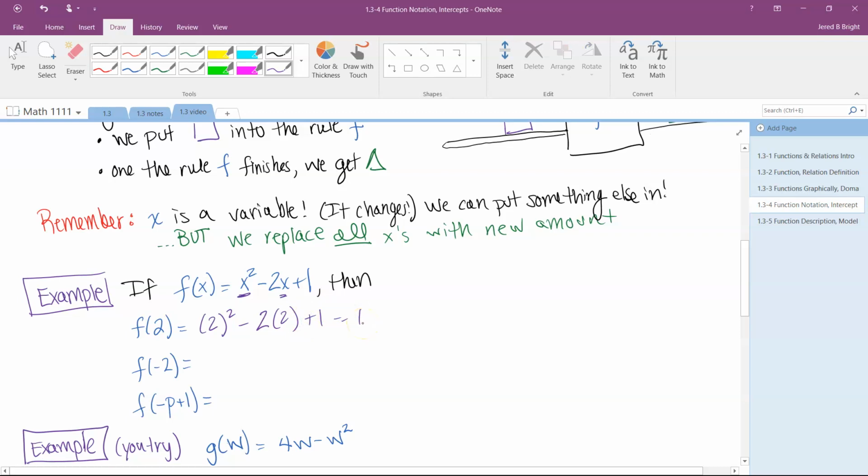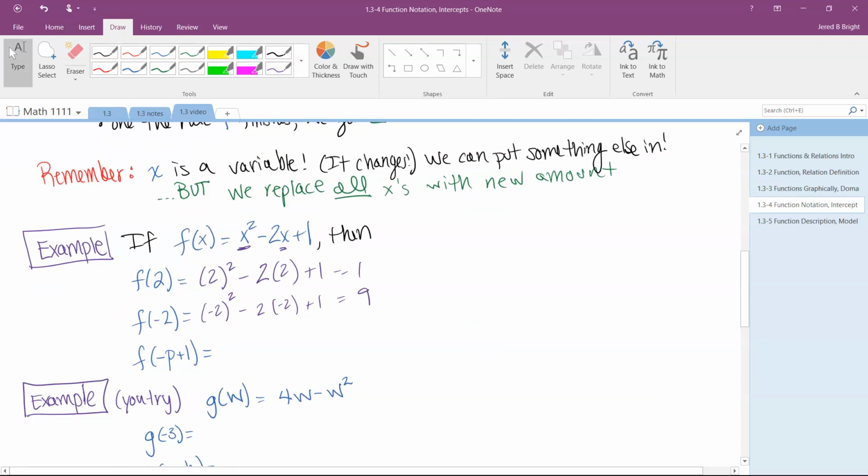Negative 2, same sort of thing. Parentheses are super important here, because if you forget them, you're going to forget the negative when you square it, and this time we end up with 9. Finally, this one's a little different because we have two things, but the principle is the same. Wherever there was an x, it gets replaced with whatever I put in, so minus p plus 1 squared, and then minus 2 times minus p plus 1, plus 1.